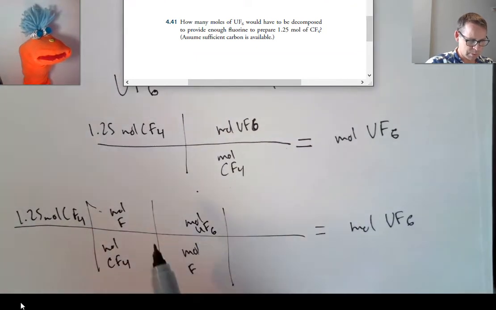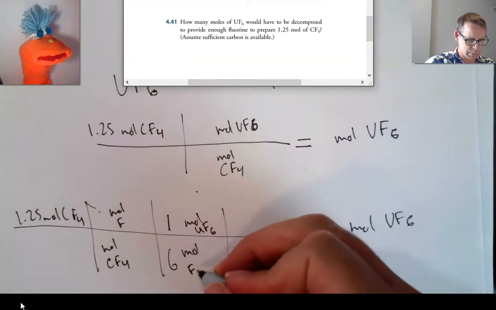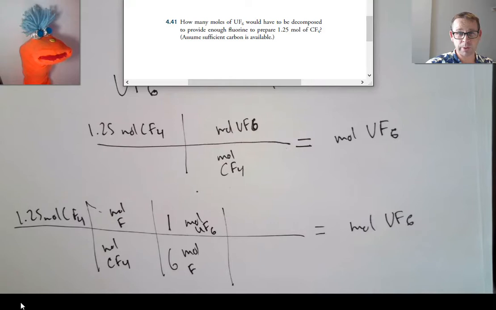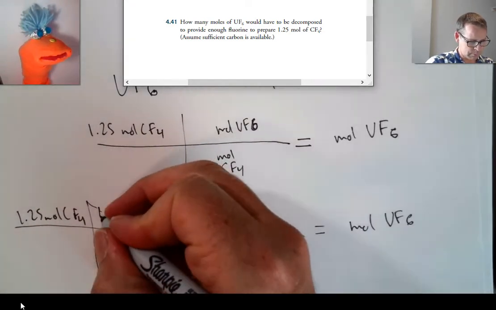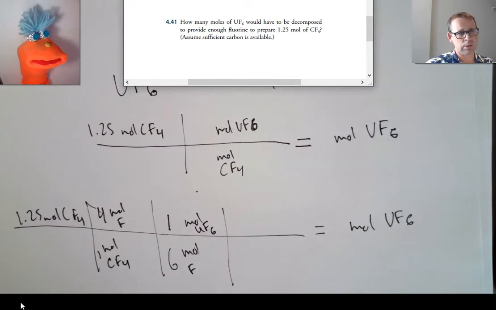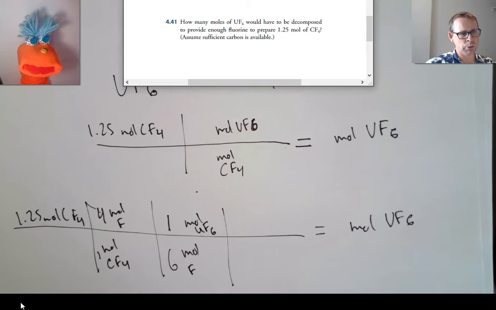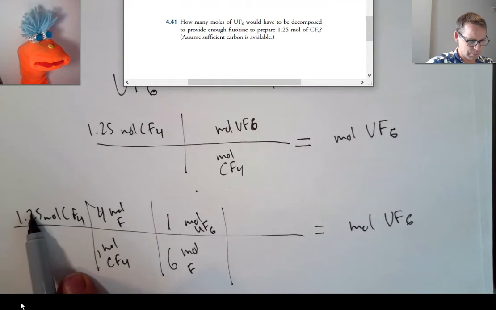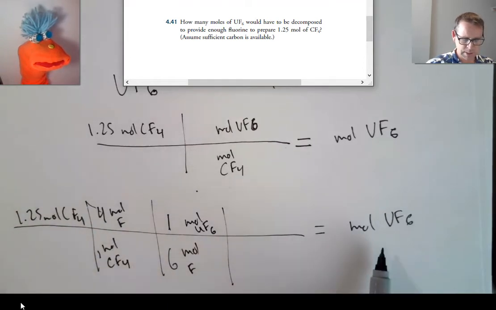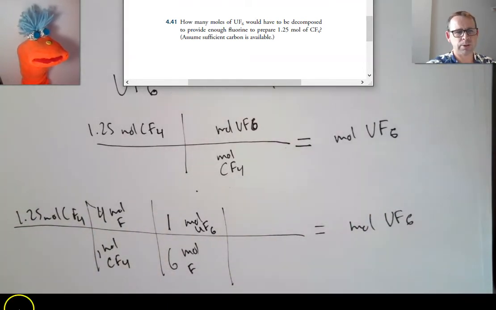Right? Because for every 1 mole of UF6, I need 6 moles of fluorine. There are 6 moles of fluorine. Okay. And for every mole of CF4, I get 4 moles of fluorine. You see that? Okay, I see. So you got 1.25 moles of CF4 that you want to get, and that means you need 4 moles of fluorine. And you get 6 moles of fluorine for every UF6. Very good. So 1.25 times 4 divided by 6 gives me my answer there.